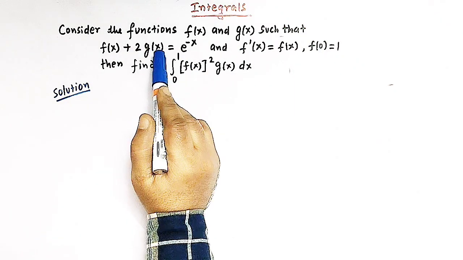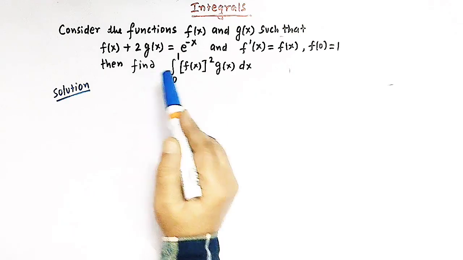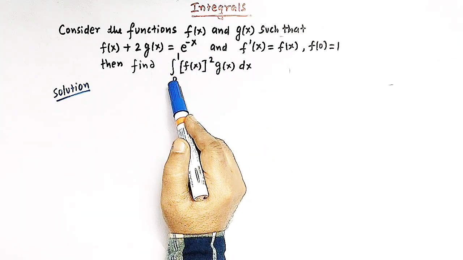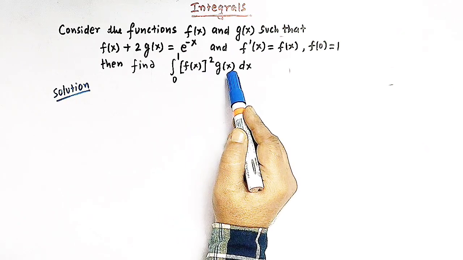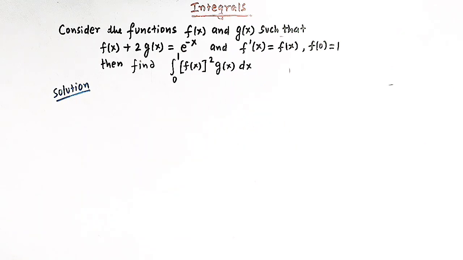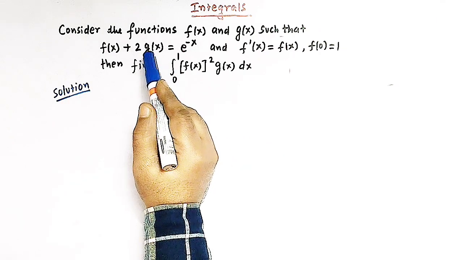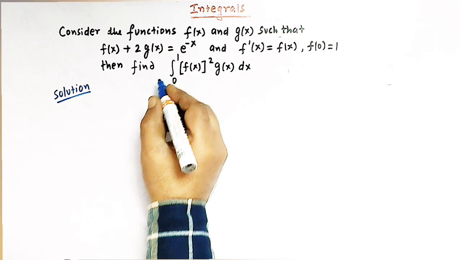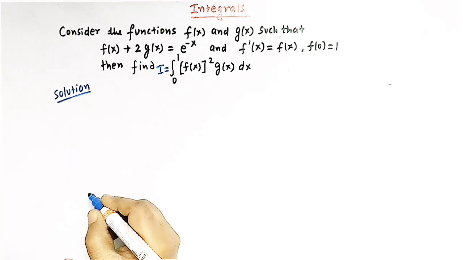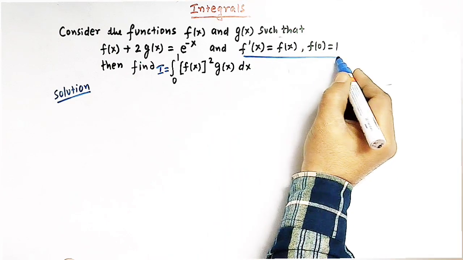So here we are given these three conditions, and we have to find out the value of this integral, that is the integral from 0 to 1 of square of f of x times g of x dx. So let us see how we can find out the value of this definite integral using these three conditions. So let us take this integral as I, and here we'll start with these two conditions.